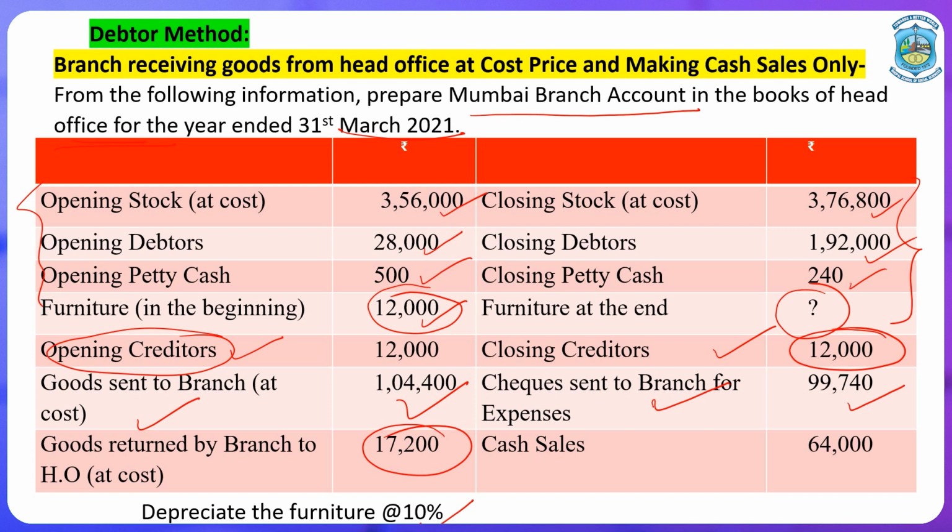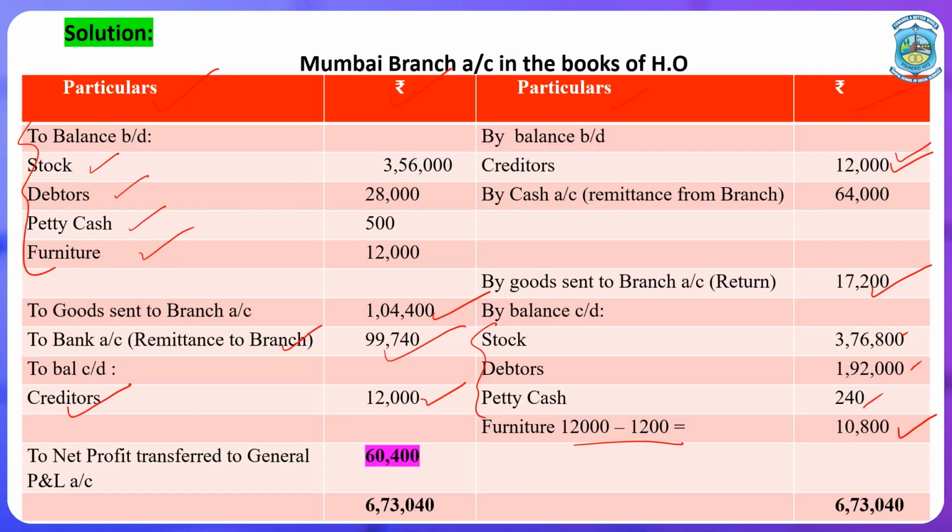So, as per the information given to us in the question, the cash sales are 64,000 rupees. So, 64,000 rupees are received when the branch has made the cash sales to the customers. So, this 64,000 rupees will be sent by the branch to the head office, and the entry will come at the credit side.